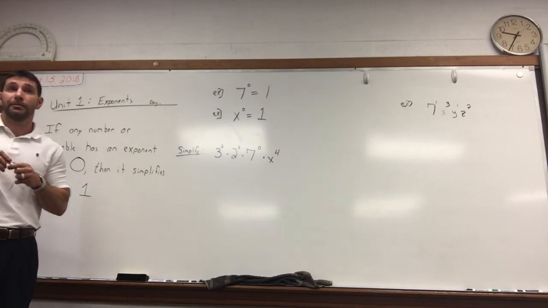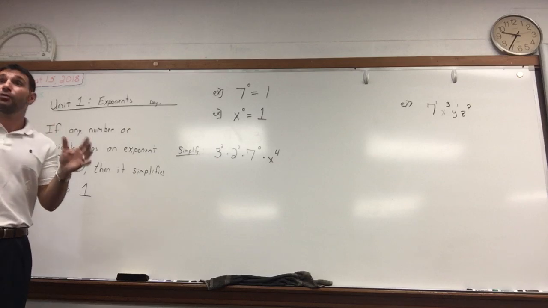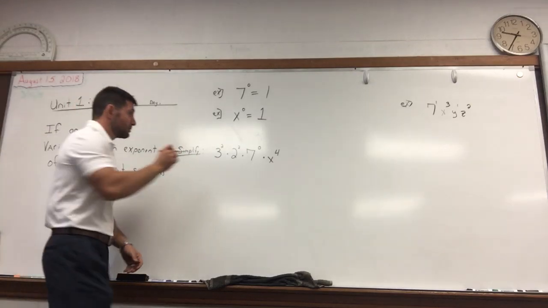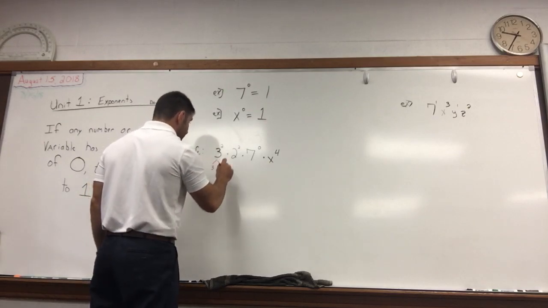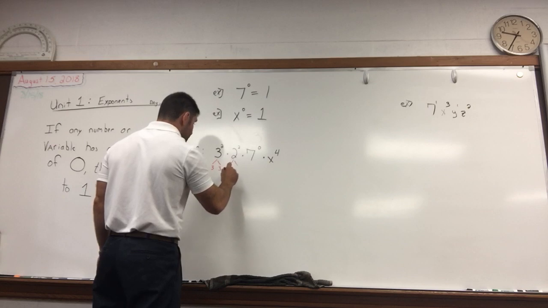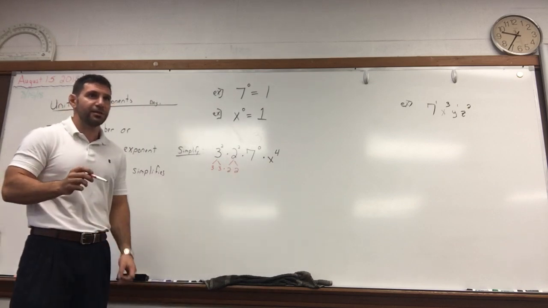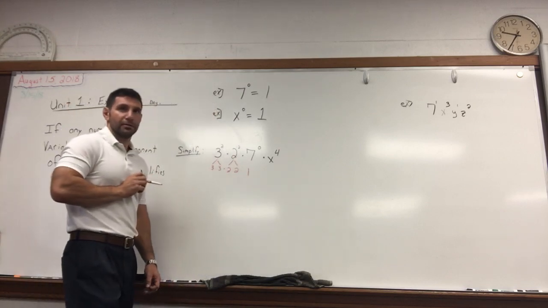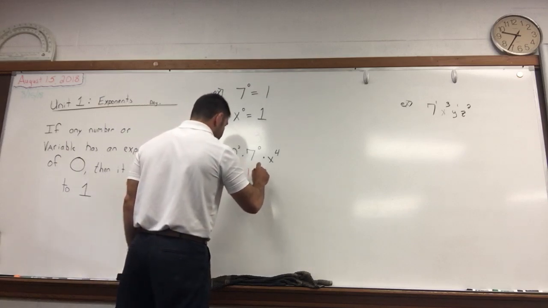Eyes on me. Ready? Here's how I would do it. I want to show you how, because I looked around, a lot of you have the right idea, but you're just missing a couple little things. This is all multiplication. 3 squared is 3 times 3 times 2 squared is 2 times 2 times, what's 7 to the 0? 1. So I immediately put that 1 times x to the 4th.